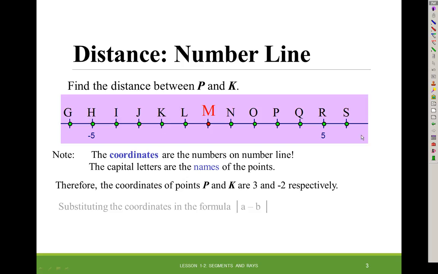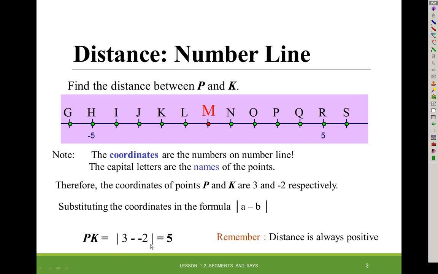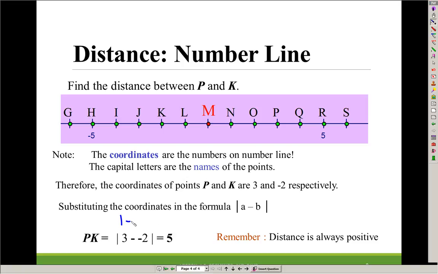To solve that, we'll substitute into the formula. 3 minus -2, absolute value of that, and that's a 5. The absolute value of 5 is 5. We could have also done -2 minus 3 if we had done that. The absolute value of -2 minus 3 is the absolute value of -5, which is still 5. So distance is always positive.